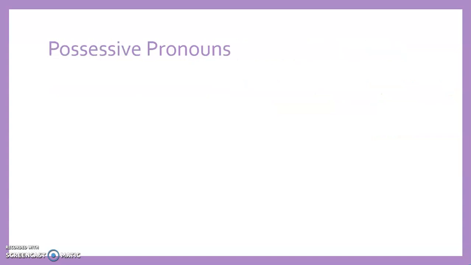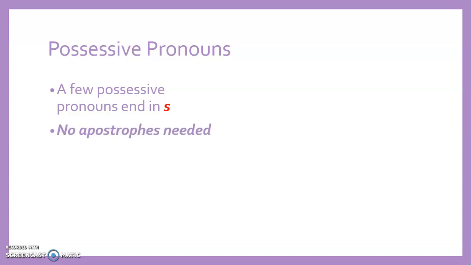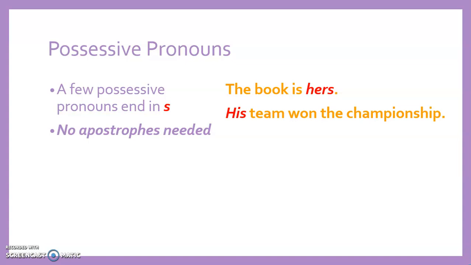I want to spend a little bit of time talking about possessive pronouns because some of them end in an s. But we never use apostrophes for any possessive pronouns to show possession, whether they end in an s or whether they don't end in an s. So here's an example. The book is hers. We know who owns the book. We know who possesses it. We have an s there, but no apostrophe. Something similar is going on here with his team won the championship. We know whose team it is. We got an s, but no apostrophe.